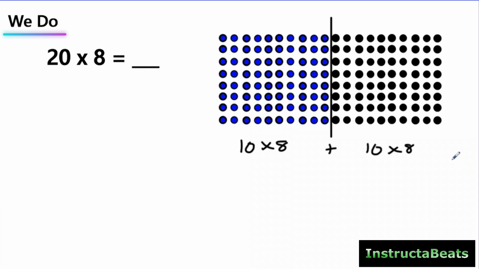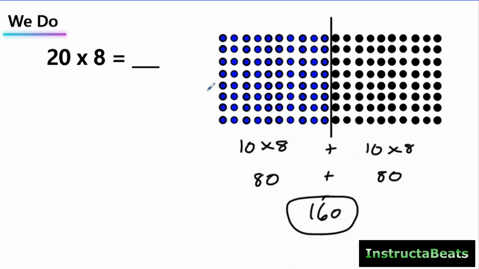We want to continue to talk about why this works, not just the steps to do it, right? So now if I count all these one by one or just skip count and do 10 groups of 8, I'm going to get 80 here. Again, that'd be the same over here then. So 80 plus 80 is going to be 160. And so the product of 20 times 8, or 20 groups of 8, is going to be 160. If you counted them all up one by one, the entire array would have 160.